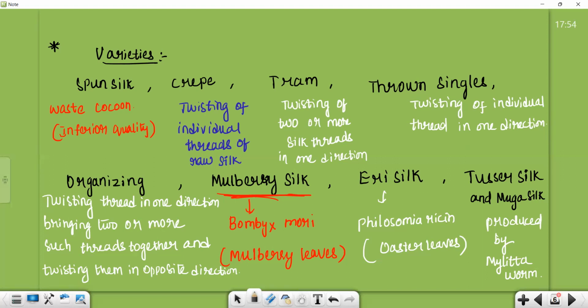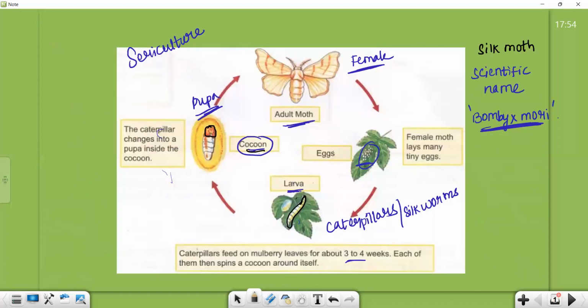Let me give you a quick recap. The silk moth, which is called Bombyx mori, feeds on mulberry leaves. It is used for the sericulture process in the production of silk fibers. The female moth lays eggs on the leaves, which are very tiny, and it lays many eggs at a time. These eggs hatch into larvae.